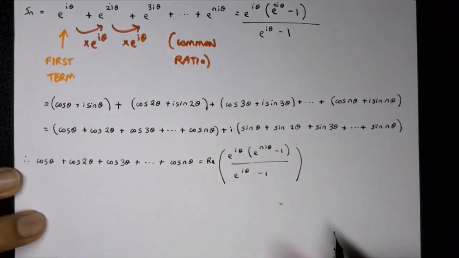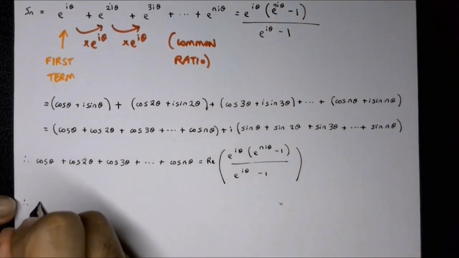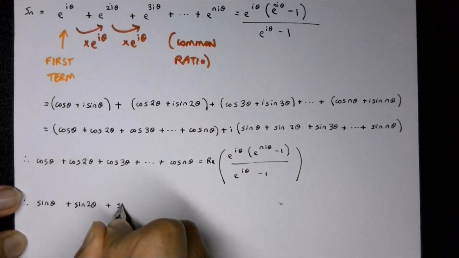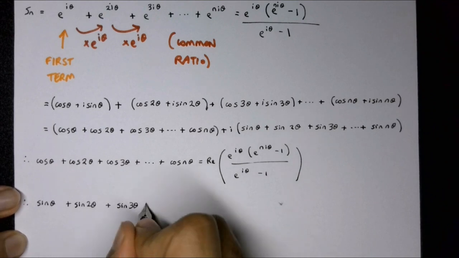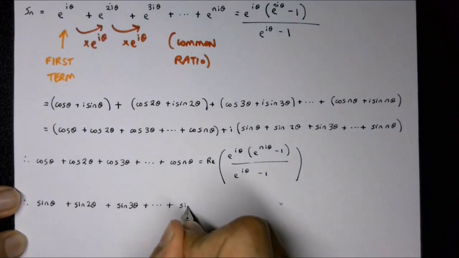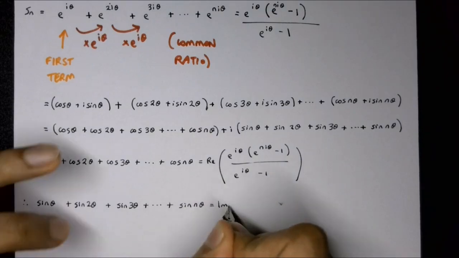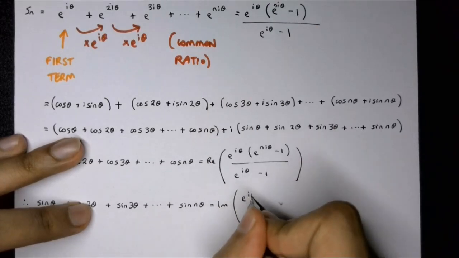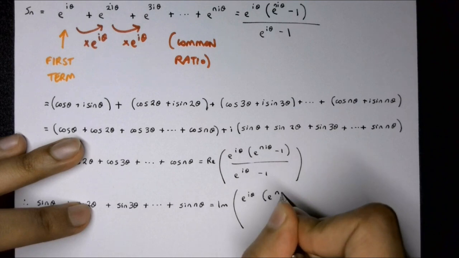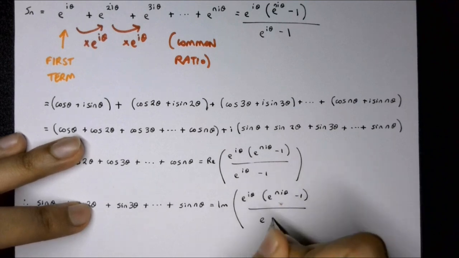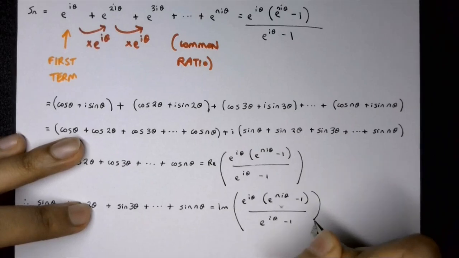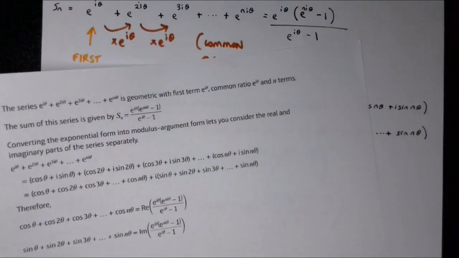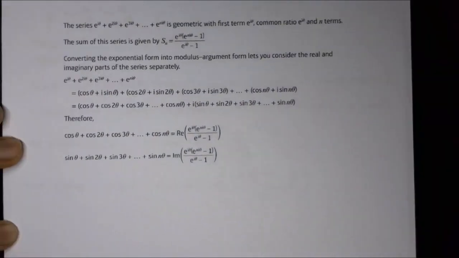And if we do the same thing for the imaginary parts, we've got sine theta plus sine 2 theta plus sine 3 theta, and then we continue this up until the nth term where we have sine n theta. This is equal to the imaginary part of what we have over here. We have the imaginary part of (e to the i theta, lots of e to the ni theta minus 1) over (e to the i theta minus 1). So everything I've mentioned over here is set out clearly in the notes over here.